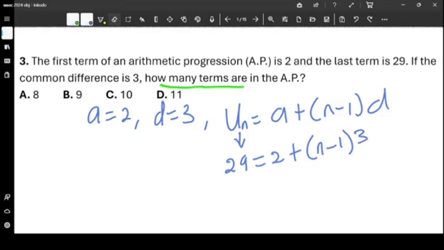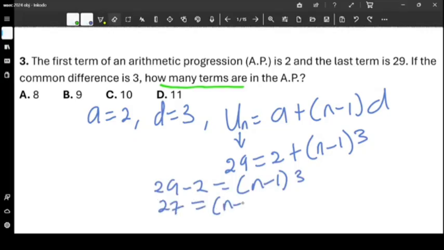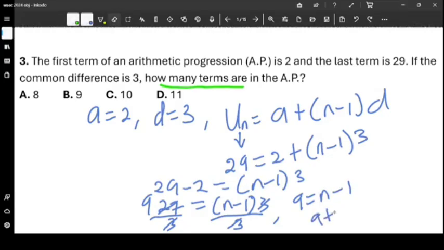If I collect like terms, I'm going to have 29 - 2 = (n - 1) times 3. 29 - 2 is 27, so 27 = (n - 1) times 3. I'm going to divide both sides by 3 to cancel out that 3. And 3 into 27 is 9. So I'm going to have 9 = n - 1. When I collect like terms, I'm going to have 9 + 1 = n. So 10 = n, which is option C.